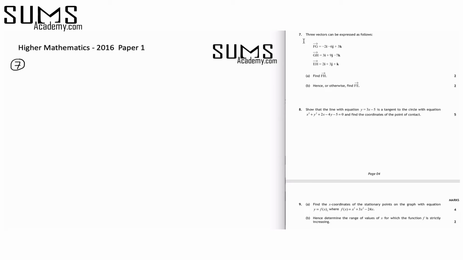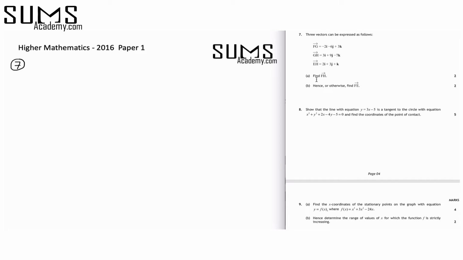So question 7. Three vectors can be expressed as follows. We've got FG, and we've got GH, and we've got EH, and these are all made up of their different components. So then we're asked to find FH, which is not one of the ones we've got here. So basically what they're saying is using these vectors, find out this new pathway, FH.